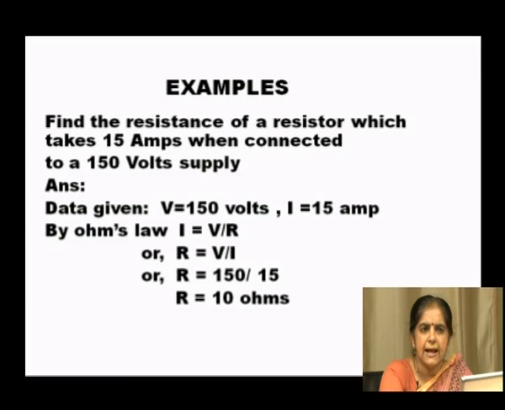By Ohm's law, I is equal to V divided by R, or R is equal to V divided by I. So, we know the values of V as well as I. V is equal to 150 volts and I is equal to 15 amperes. So, substitute these values in the given equation, that is R is equal to V divided by I. So, the value of resistance will be equal to 10 ohms. So, by using Ohm's law, it is possible to find out the resistance in the circuit if two other parameters, that is the voltage as well as the current, are known in the circuit.